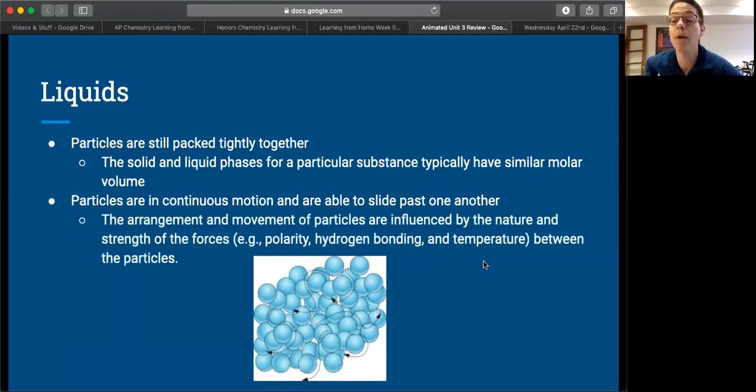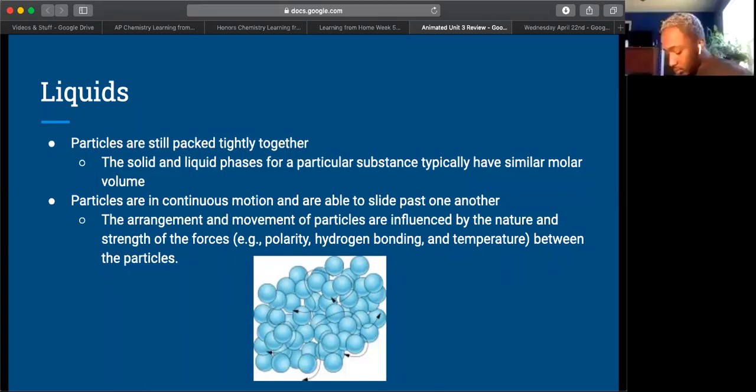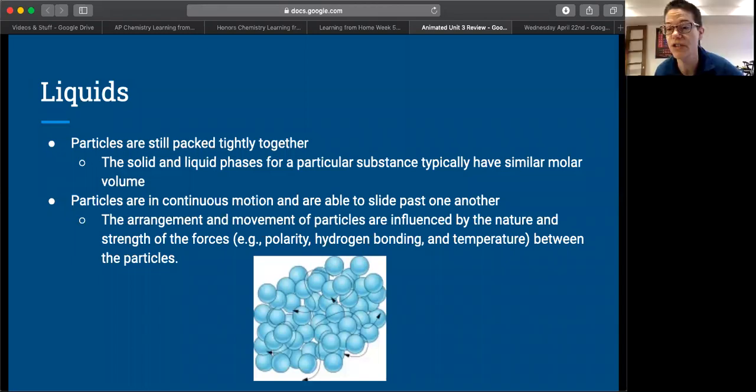And then again, how much they're able to flow is going to be dependent on their intermolecular forces. So if you have really, really strong attractions, do you think you are going to be able to flow very much? No, because lots of attractions are locking you in place. If you have very low attractions, then you are going to flow easily. Those particles are going to be able to slip and slide past each other very easily. It's going to feel very slick, all those kinds of things.